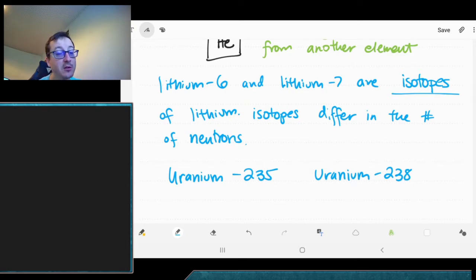Uranium-235, that's the one you can make bombs out of, or you can make nuclear energy out of. And uranium-238 is the more common one. That's the most common isotope of uranium, but it is non-fissile, so we can't use it for nuclear chemistry. Those are two isotopes of uranium.